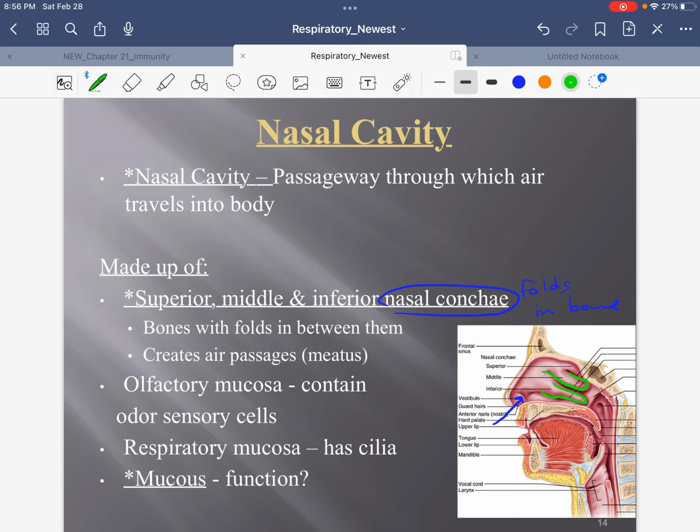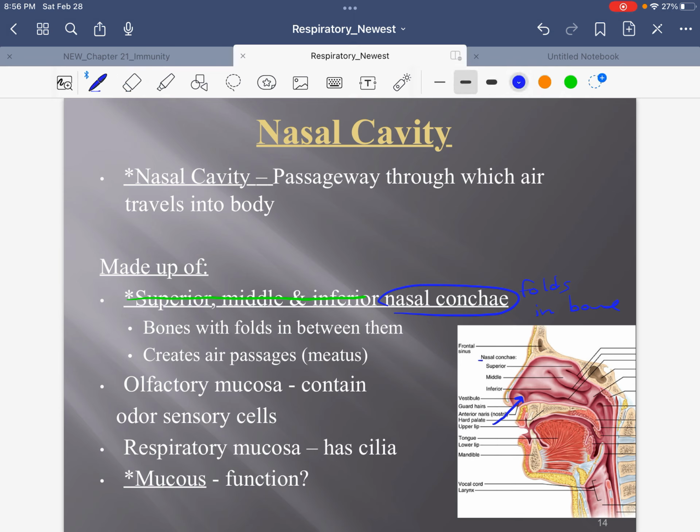So in the nasal cavity are folds in the bone, the nasal conchae. For me, you don't need to know the superior, middle, or inferior. Just know the nasal cavity is lined with these folds called nasal conchae. Increases surface area. There's also going to be mucus in there. Together, this is more surface area for more filtration. We're going to see this in the lab.